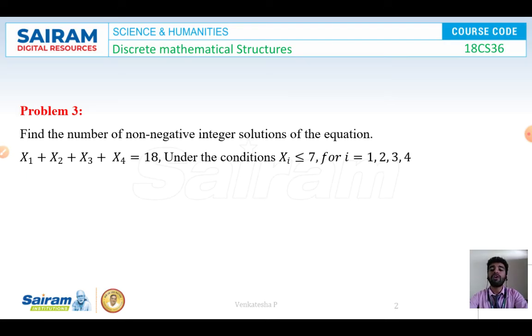Problem number 3. Find the number of non-negative integer solutions of the equation x1 plus x2 plus x3 plus x4 is equal to 18 under the conditions that xi is less than or equal to 7 for i is equal to 1, 2, 3, 4.